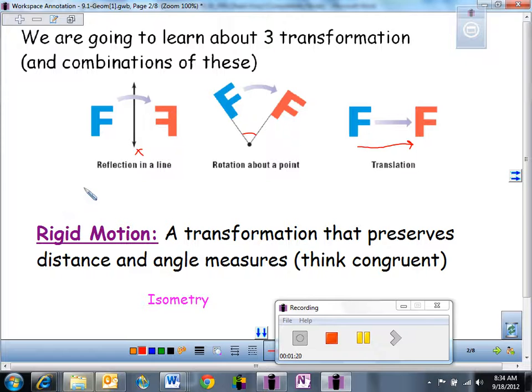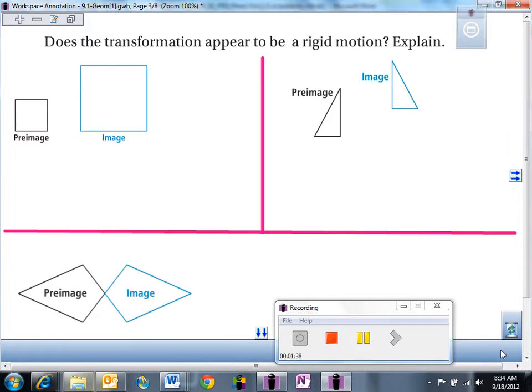The other vocab word we're going to be looking at is a rigid motion, and that's a transformation that preserves distance and angle measure. So you want to think about congruence is preserved. And another way that some textbooks define this is an isometry. So if it's an isometry, distance and angle measure is preserved. Does the transformation appear to be a rigid motion? So remember, for it to be a rigid motion, angle measure and side length has to be preserved. So I want you to think about those.